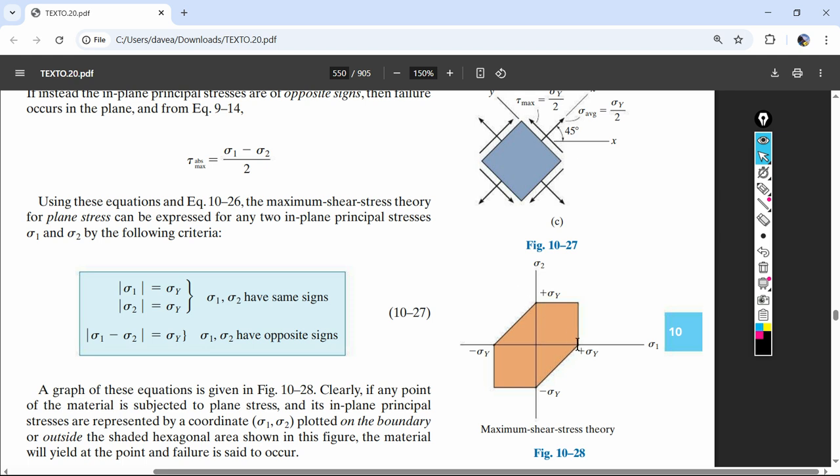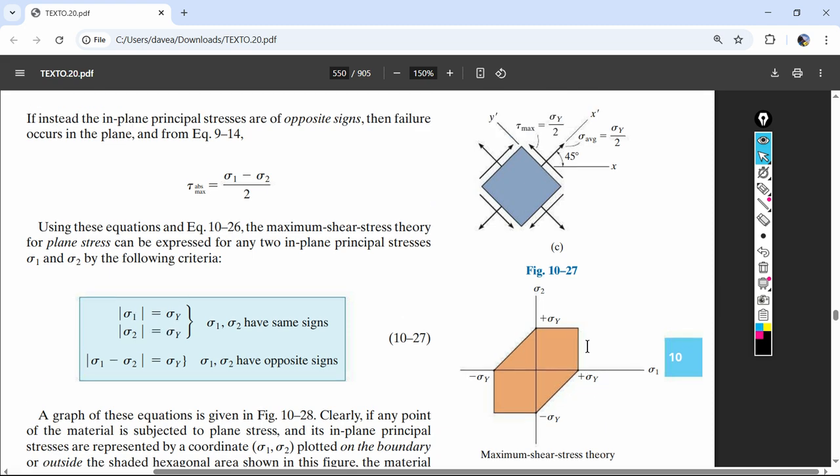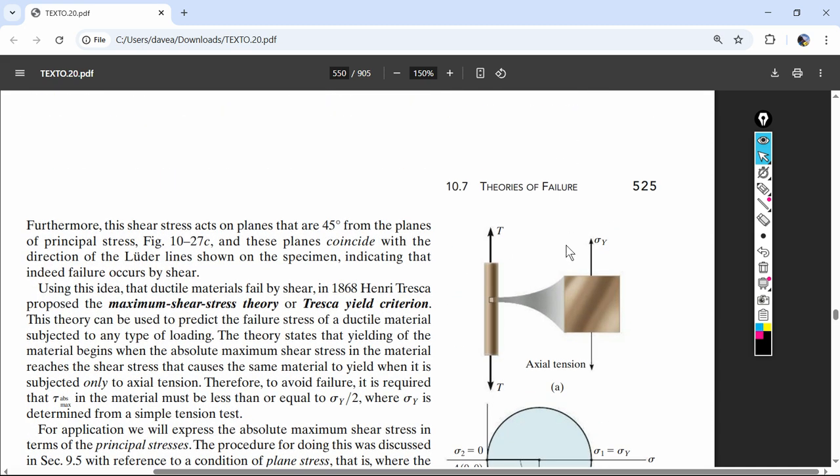So let's look at this point right here. This is where sigma 1 is a positive number and sigma 2 is 0. Sigma 1 can equal sigma y, and sigma y is the axial stress that is causing those Luder lines.